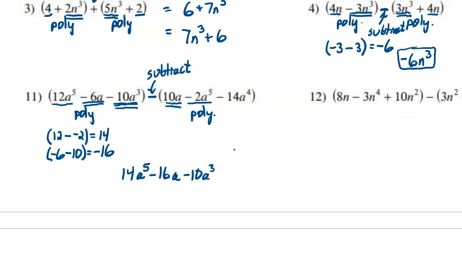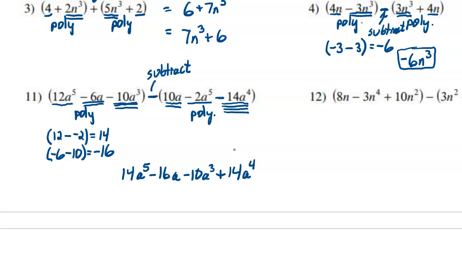There's one more term, and it's over here on the end. It's an a to the 4th power term. Now we have to be really careful to not lose sight of the fact that we're subtracting. We're subtracting negative 14a to the 4th. Negative times negative is positive 14a to the 4th power.